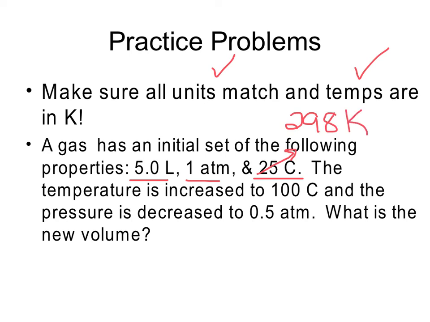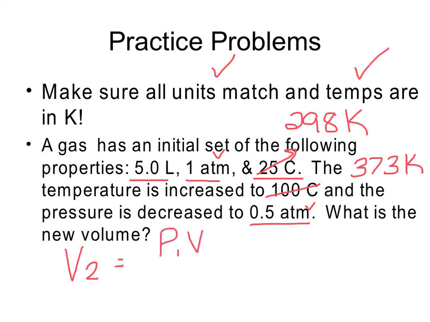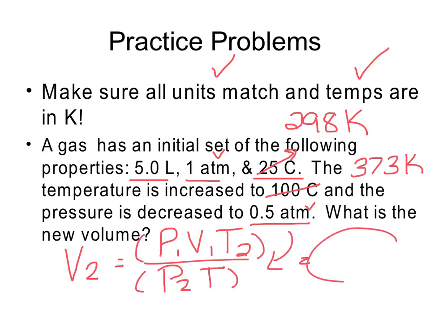The temperature is increased to 100 degrees Celsius. This will be T2, but instead of 100 Celsius, we want to use 373 Kelvin. And the pressure is decreased to 0.5 ATMs. ATMs match with ATMs. What's the new volume? We're solving for V2. When you go to solve for V2, opposite, P1, V1, T2 goes on the top. With it, P2 and T1 goes on the bottom. You'll fill in the blanks with the numbers and come up with an answer.